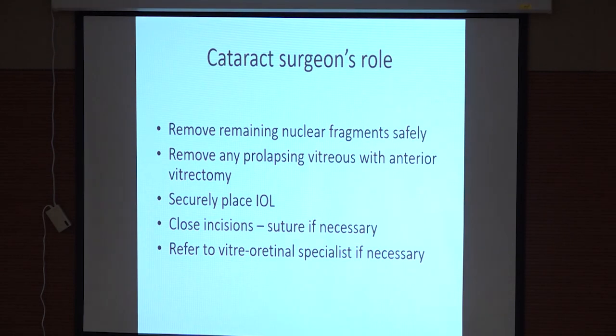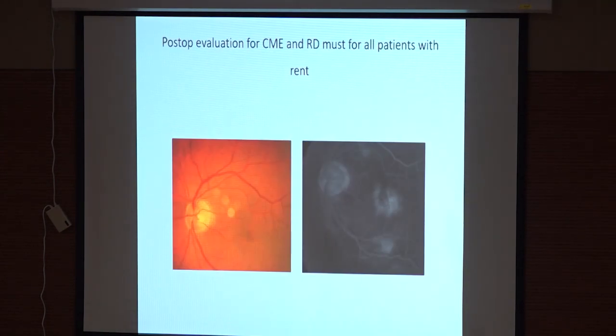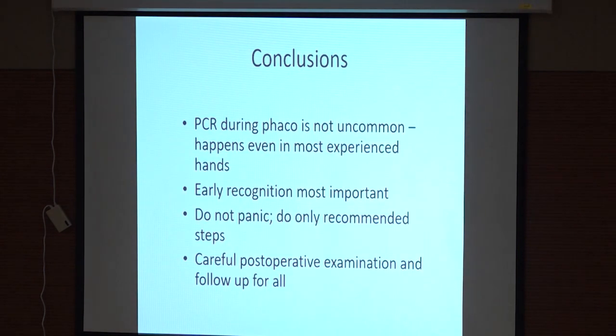So concluding, the cataract surgeon's role is to remove remaining nuclear fragments. Those are the toxic part. Remove prolapsing vitreous, securely place an IOL, close incisions and suture them if necessary. Don't leave a leaky or questionable kind of incision there. And always refer to a vitreoretinal surgeon for an evaluation. And cystoid macular edema and retinal detachment risks are obviously higher when you have these complications.